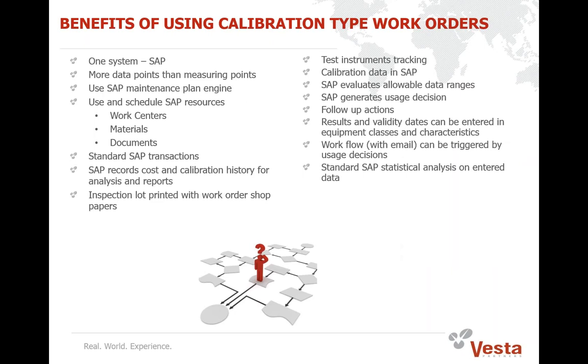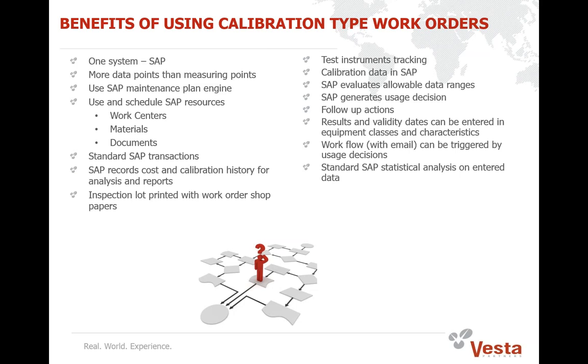As far as the benefits go of using calibration type work orders in SAP, well, it allows you to have all of your work order types, your corrective, your preventive, and calibration order types in one system. So you don't have to integrate with any third-party systems. Everything is in SAP. Calibration usually requires too many measurement readings to make use of the measuring point functionality in SAP. So that's where this functionality comes in useful.